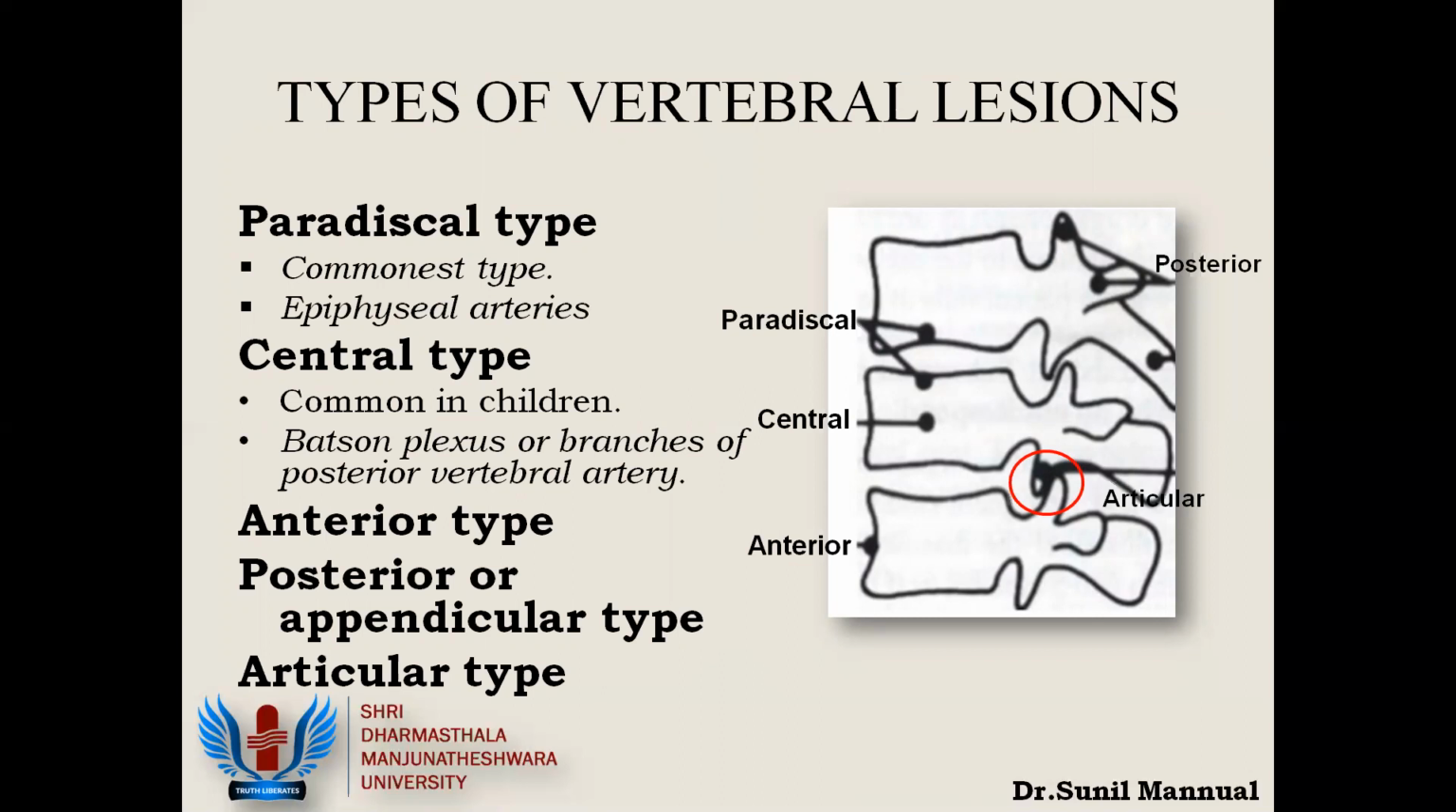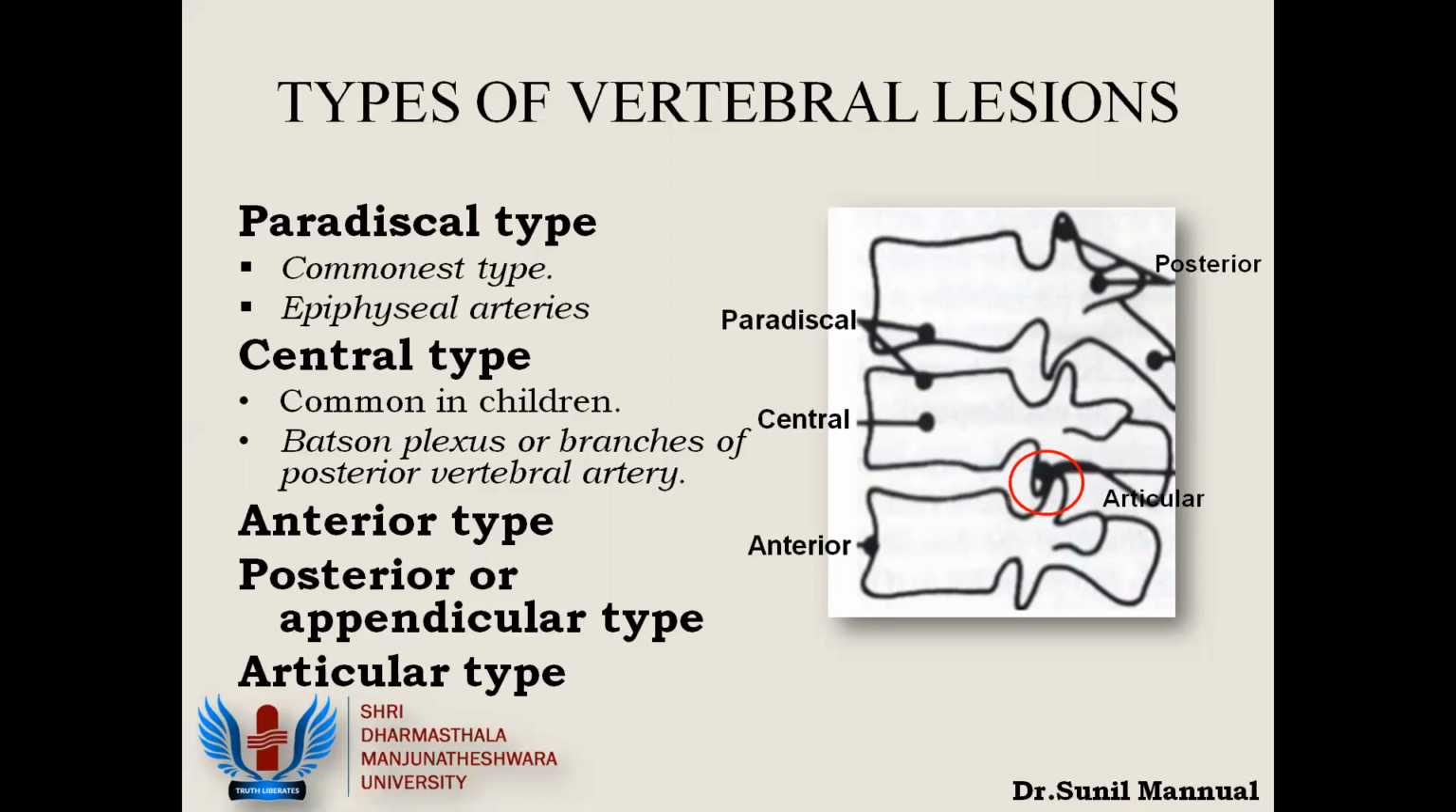Now moving on to anterior type of tuberculosis, here the infection is anterior to the body, but it is contained by the anterior longitudinal ligament. But the characteristic feature of this infection is it can spread proximally and distally across multiple vertebrae, though thankfully it is quite rare. Coming to the posterior or appendicular type of tuberculosis, it is where tuberculosis involves the posterior appendages of the vertebral body, and the articular type of tuberculosis is where tuberculosis involves the facet joints of the vertebra.